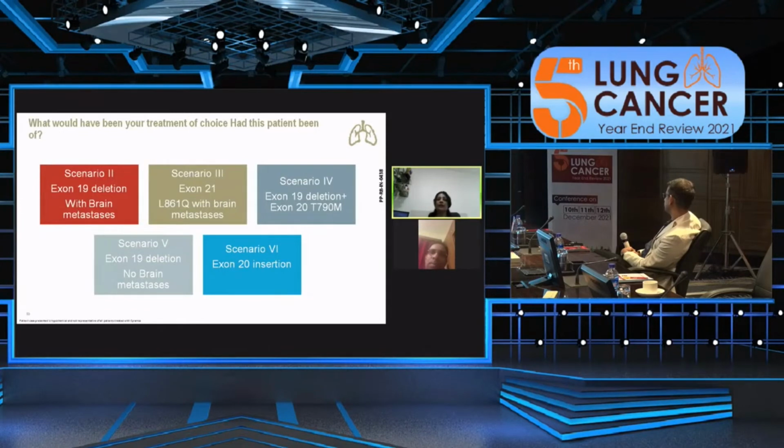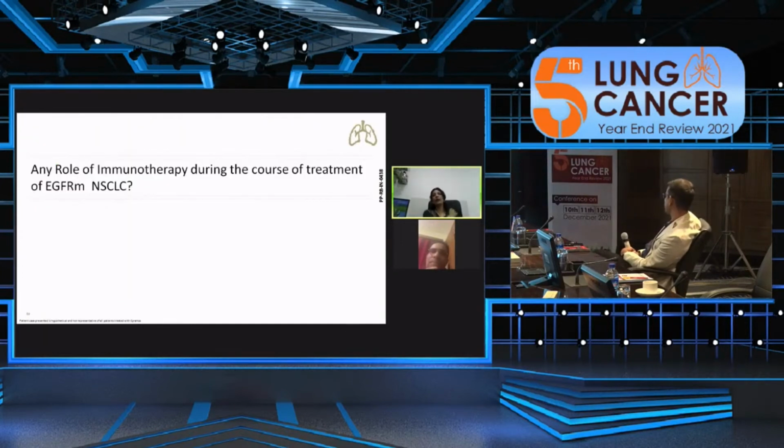So if we had different scenarios, would we be doing different things? That's where this slide comes in, where it's interesting that it's exon 19, exon 21, exon 19 plus T790M, brain metastasis, exon 19 with no brain metastasis, and exon 20 insertion, which brings in another angle as well. So I think today the treatment has to be designed in a very nuanced way, and we cannot generalize the so-called EGFRs anymore.